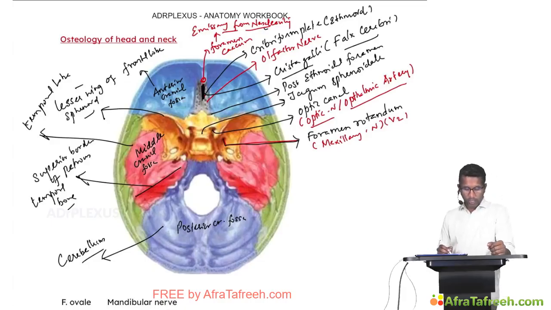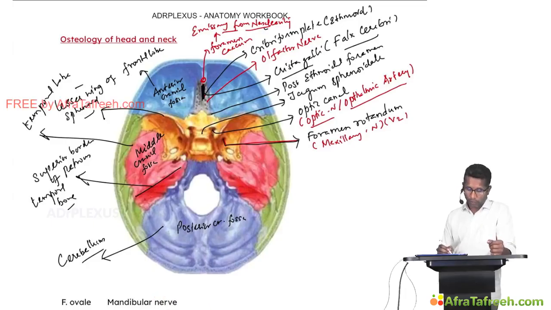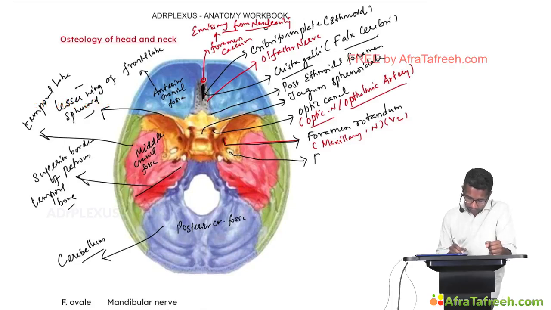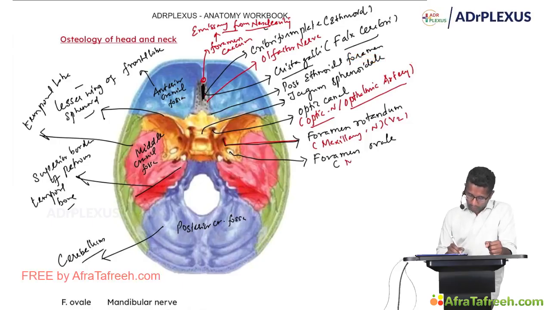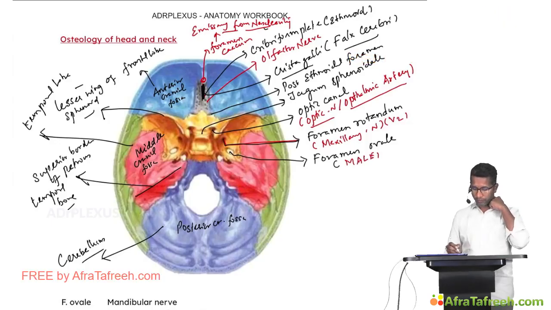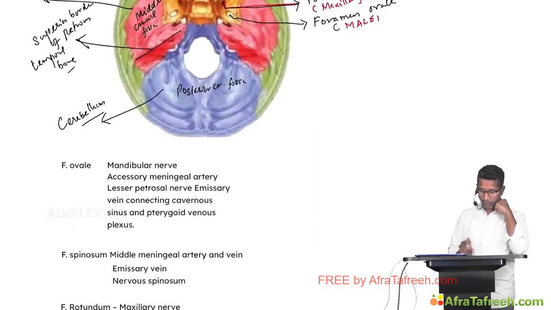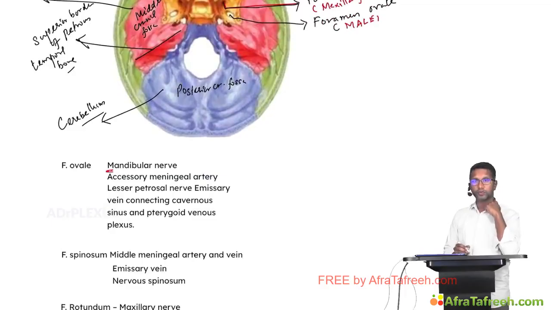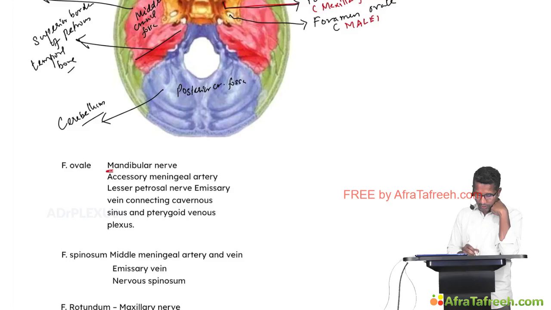And when you go posterolateral to this foramen rotundum, you get the next opening. This opening is called the foramen ovale. Through the foramen ovale you have four structures running through it. We can easily put a mnemonic for it, which is MALE, taking the first letter of each structure. You can see the mandibular nerve passing through the foramen ovale, and the accessory meningeal artery.